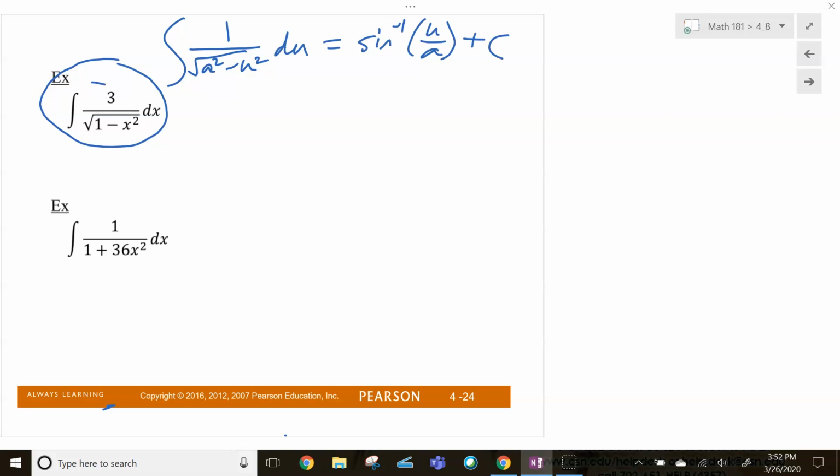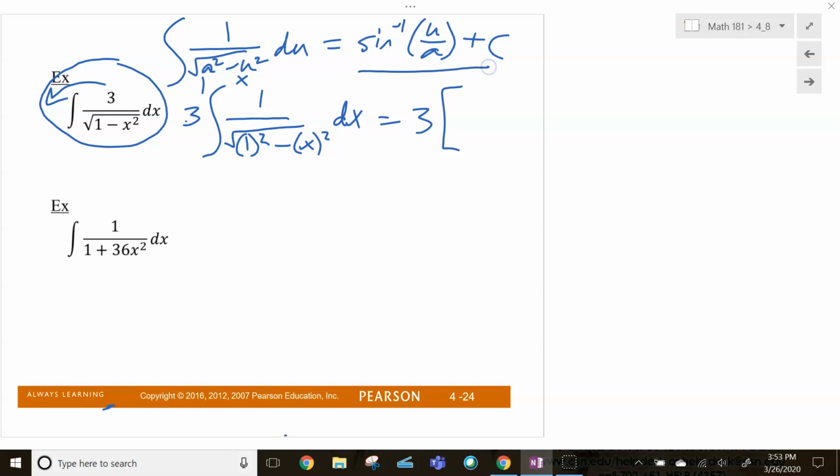Can we manipulate it? Well, I can push the 3 out front. That's no problem. So then I'll have the 1 over. And the 1, well, that's 1 squared. So my a is 1. And the x is my u. So again, a is 1. U is x. So I can follow it. No issues here. 3 stays in front. I follow the formula, so this becomes arc sine u, which is my x, over a, which is my 1, plus a constant.